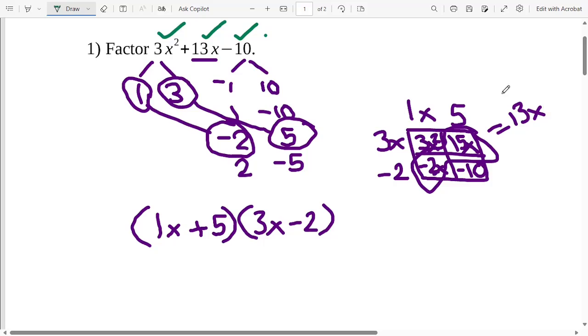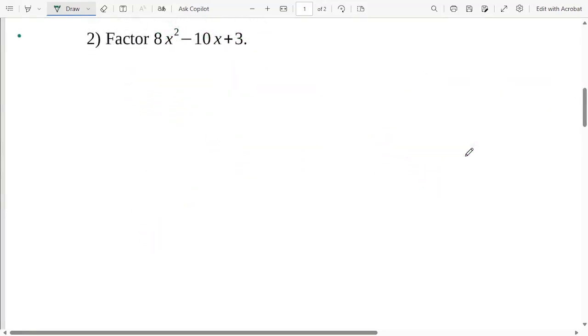Let's take a look at another example. Okay, in this next example, we're going to factor 8x squared minus 10x plus 3. I'm going to list the factors of 8, the positive ones, so 1 and 8 and 2 and 4. And I have a negative b value and a positive c value. That means I'm multiplying two negative numbers together to multiply to a positive but add to a negative. So the only two negative factors are negative 1 and negative 3.